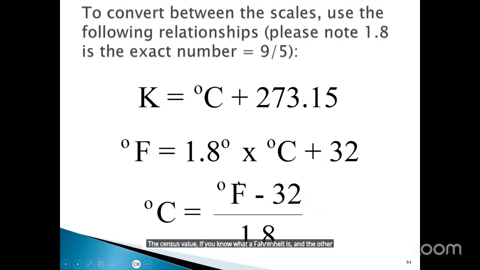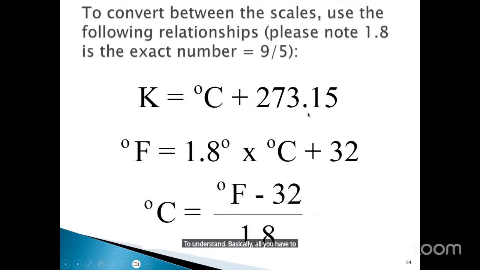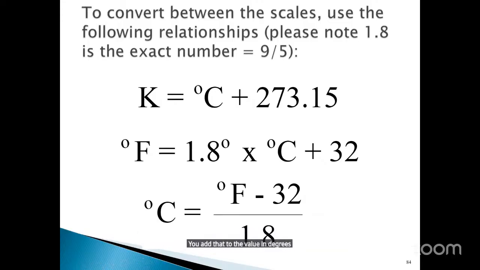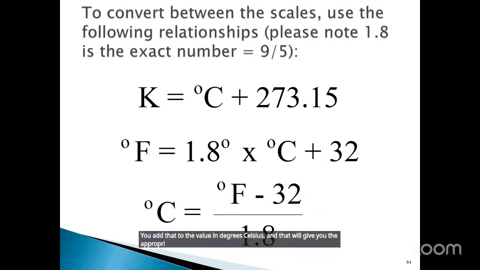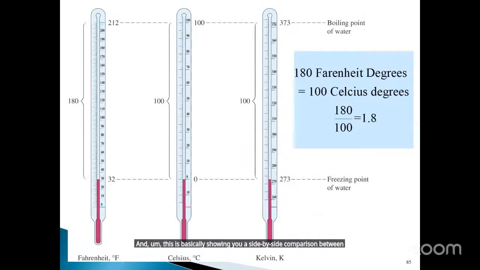And the other temperature scale, the Kelvin scale, is very easy to understand. Basically, all you have to do is add 273.15. Well, for our purposes, I'm just going to say 273. You add that to the value in degrees Celsius, and that will give you the correct temperature expressed in Kelvin. And this is basically showing you a side-by-side comparison between the Fahrenheit scale, the Celsius scale, and the Kelvin scale. And this 1.8 here is basically a part of that equation which relates the Fahrenheit to Celsius.